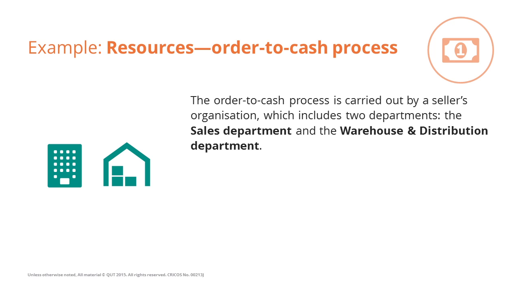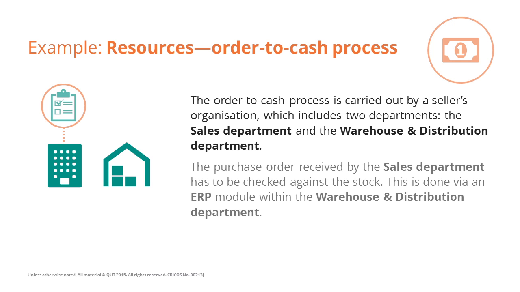Let's now take a look at this process from the point of view of the active resources that are involved in the execution of this process. So the order-to-cash process is carried out by a seller's organization, which includes two departments, the sales department and the warehouse and distribution department. The purchase order received by the sales department has to be checked against the stock.